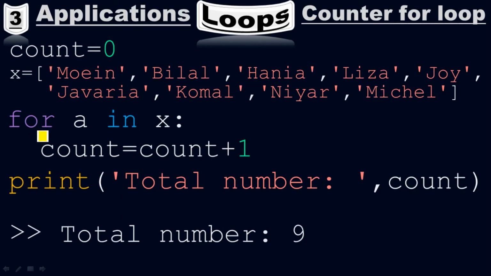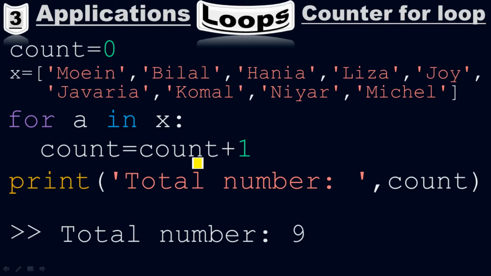So we will use the for loop here, for a in x. What is a? As I told you, a is just a name which represents the single item of the list. Moein is represented with the a, Bilal is represented with the a, Hania is represented with the a, and so on. So the individual item of the list is represented with the name a. And what is x? x is the variable name. This whole information from here up to here is represented with the x. So when you want to access this whole list, you simply call x. No need to put this whole list here. Just simply put x, which is the variable name. This x represents this whole thing from here up to here.